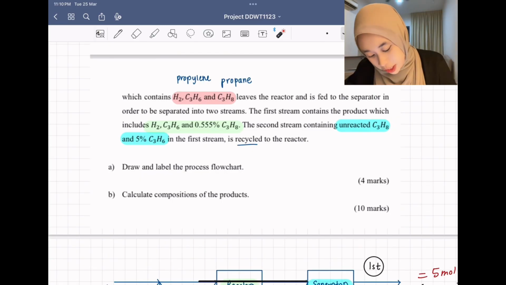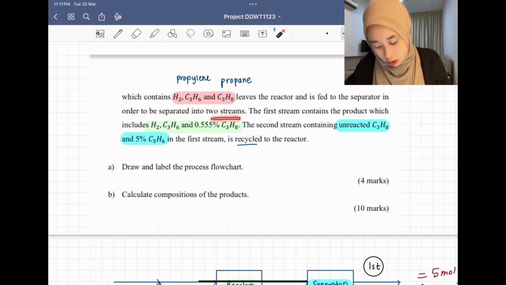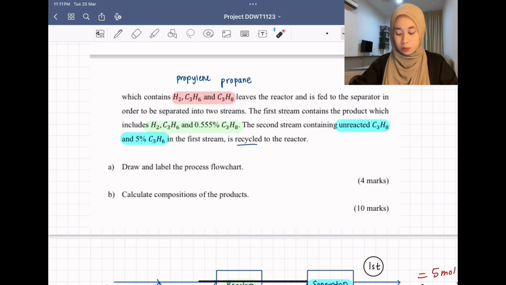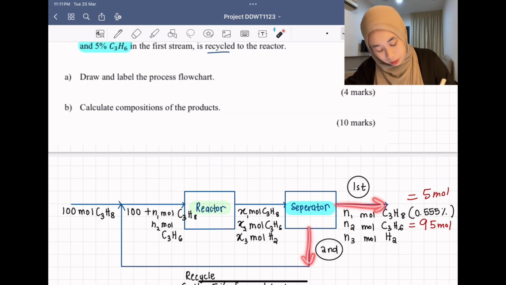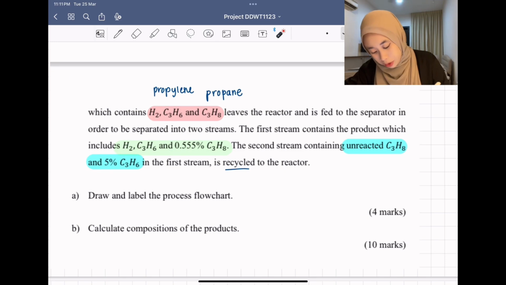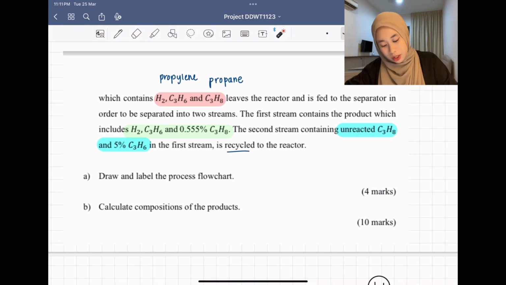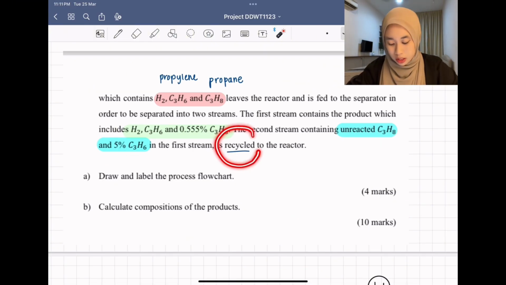Okay. Is fed to the separator in order to be separated into two streams. Okay, separator ada dua stream. Ada dua output dan satu input. Dalam flowchart kena buat dua stream juga. First stream contains the product which includes H2, C3H6 dan 0.55% C3H8. So kita label siap-siap dekat sini. Okay. Second stream containing unreacted C3H8 and 5% C3H6 in the first stream is recycled to the reactor.